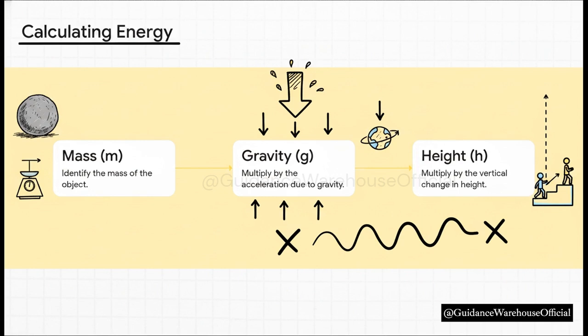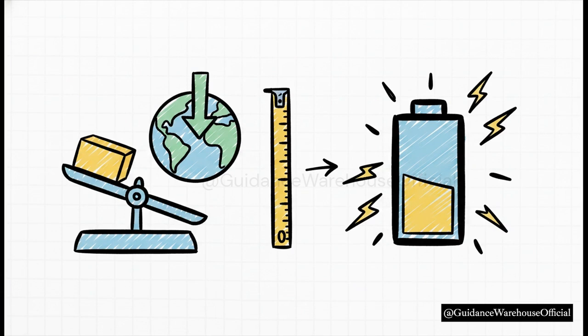Step 1, you just identify the mass of the object. Step 2, multiply that by the acceleration due to gravity. And Step 3, multiply by the vertical change in height. That is literally it. And that brings us right to the core mathematical formula for this lecture. The change in gravitational potential energy, which we write as delta PEG, equals m times g times h. Mass times gravity times the change in height. This is a massive shortcut. It allows us to completely bypass incredibly messy calculations of forces and distances along a weird path, and instead, we just focus on where the object starts and where it ends up.